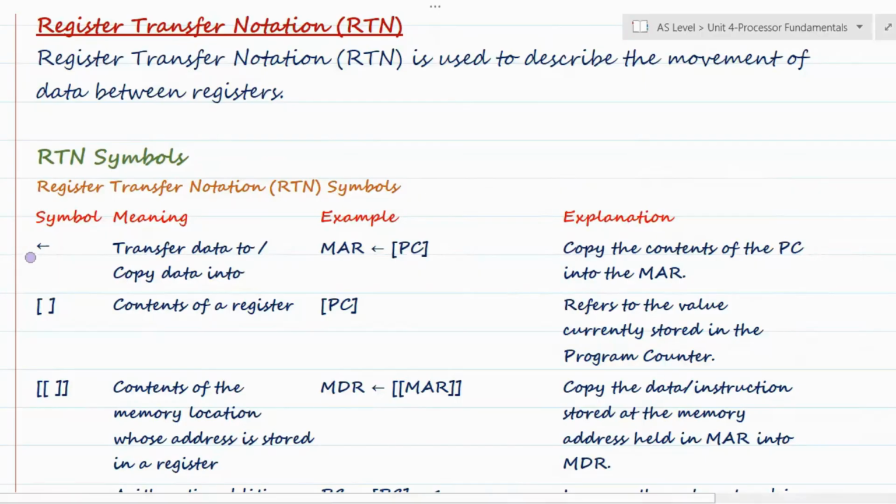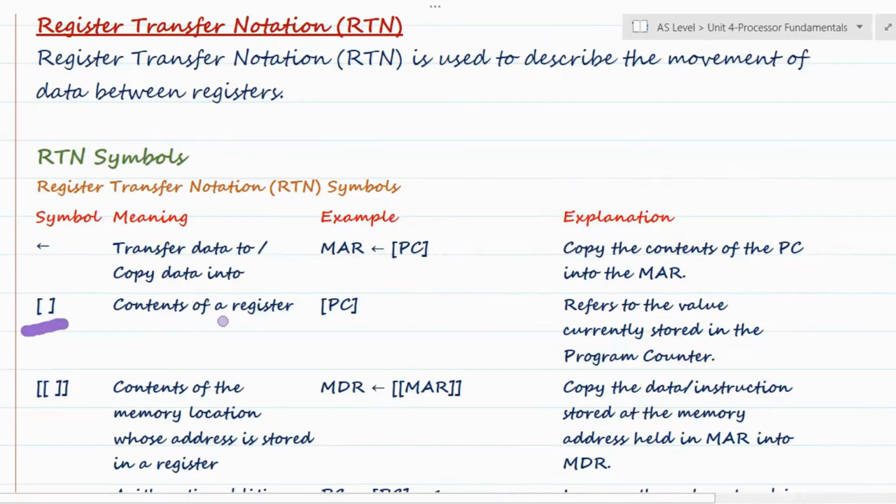Now, the first one is the arrow. This arrow means transfer data to or copy data into. So copy this particular instruction. This means whatever the contents of the program counter are, they are copied to MAR. That's the meaning of the arrow. Copy the contents of PC into the MAR. So whatever is on the right hand side is copied to whatever register is written on the left hand side. Right? Next is single brackets.